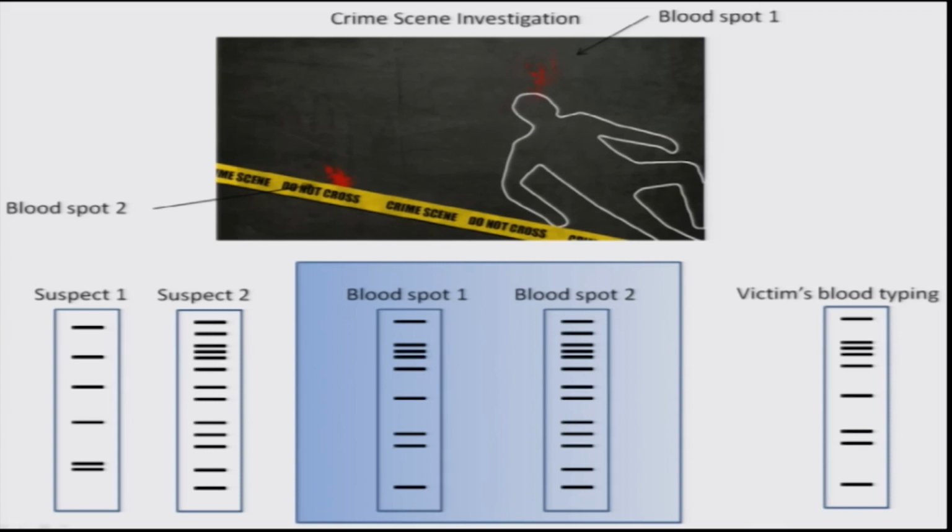So we have to match the blood spot 2 profile with these 2 suspects, and we see that the suspect 2 DNA profile matches almost exactly to the blood spot 2 pattern, which tells us that suspect 1 is innocent and suspect 2 is the one who committed the crime. This is how DNA profiling, or DNA fingerprinting, is done for paternity cases or for murder mysteries.